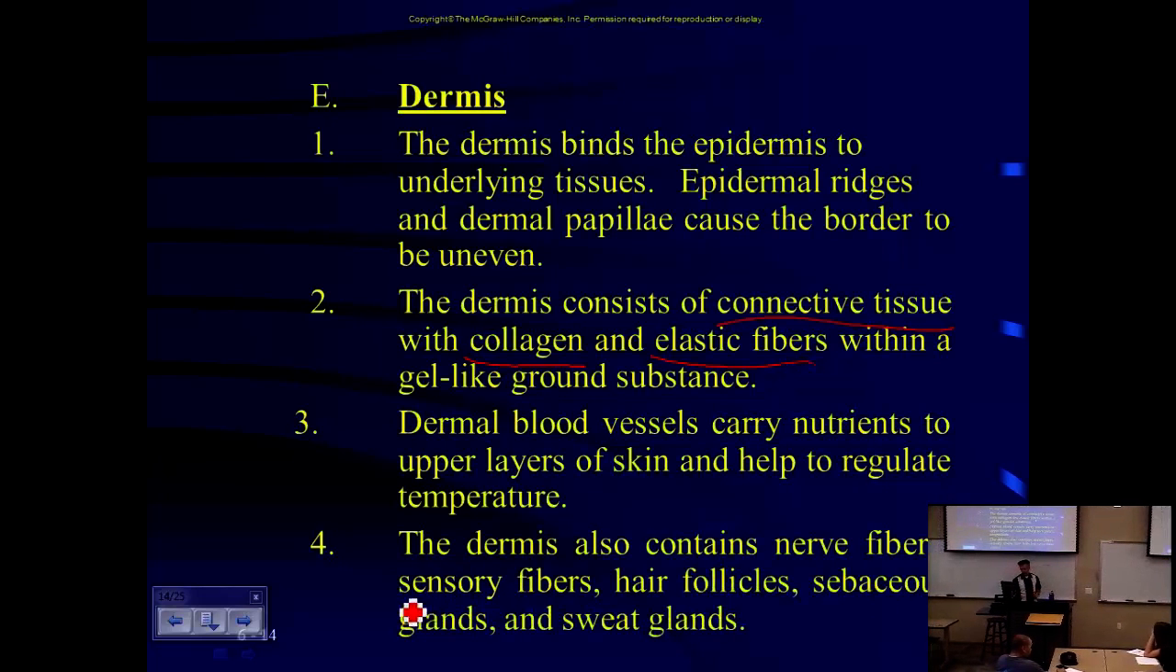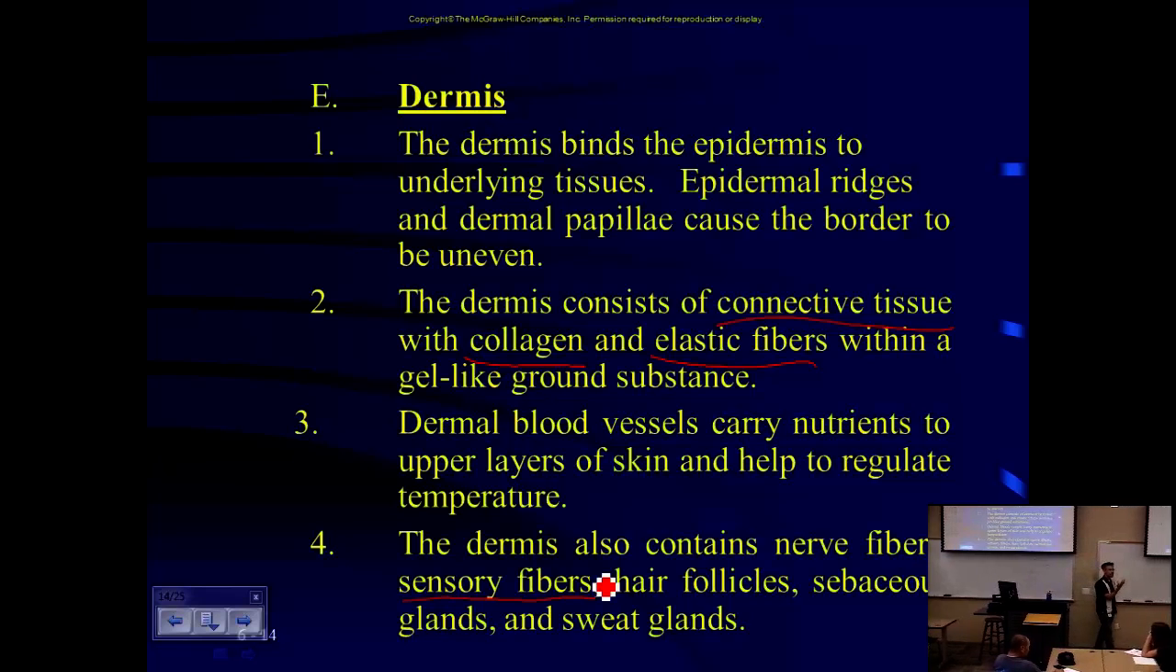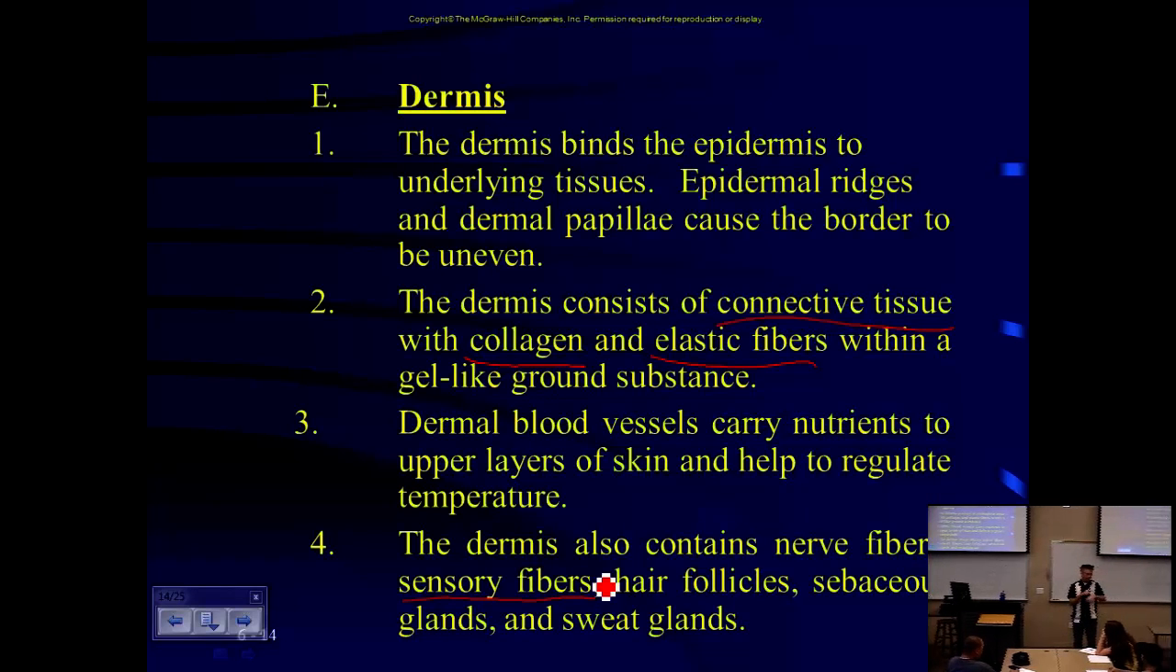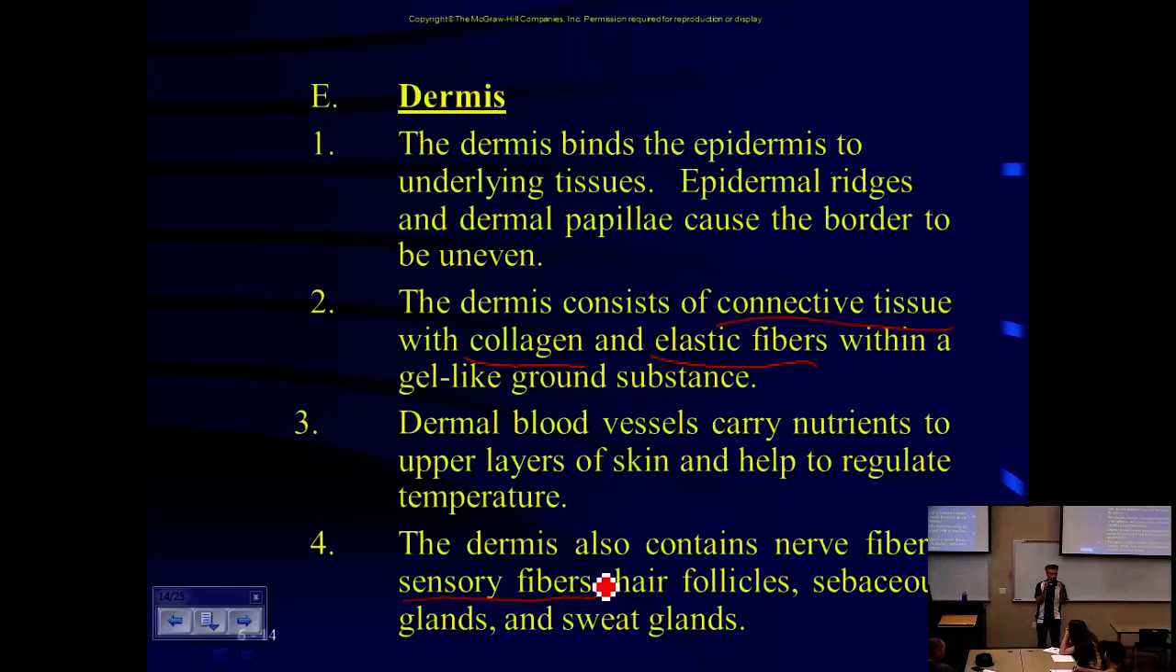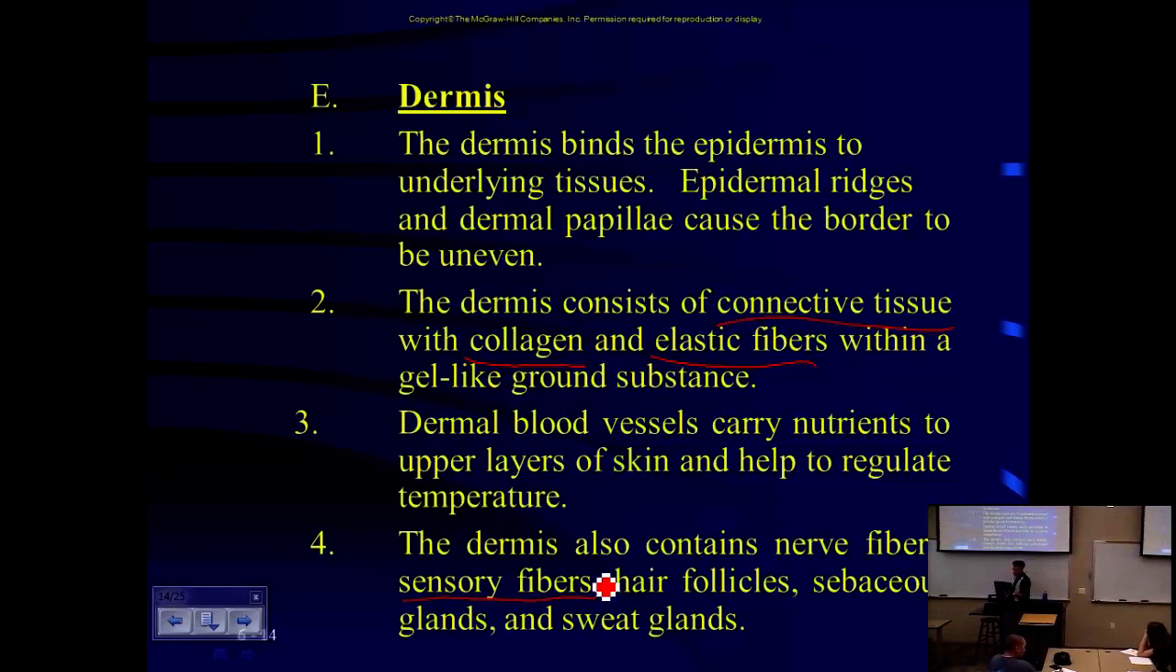The dermis also has all kinds of other things in it. It's got lots of sensory receptors in it to allow us to sense what's going on in the outside world. This is our interaction space with the outside world. So we need mechanoreceptors so that we can feel something that's pressing on the skin. There are thermoreceptors, there are pain receptors, etc. So all kinds of receptors that tell us about the world around us. Hair follicles that we'll talk about, sebaceous glands, and sweat glands.